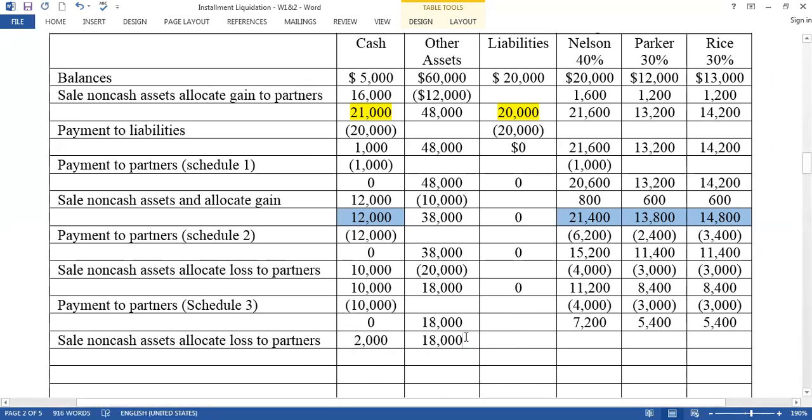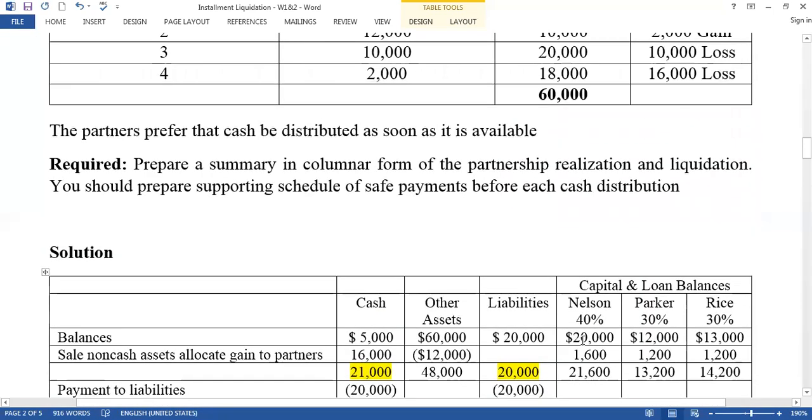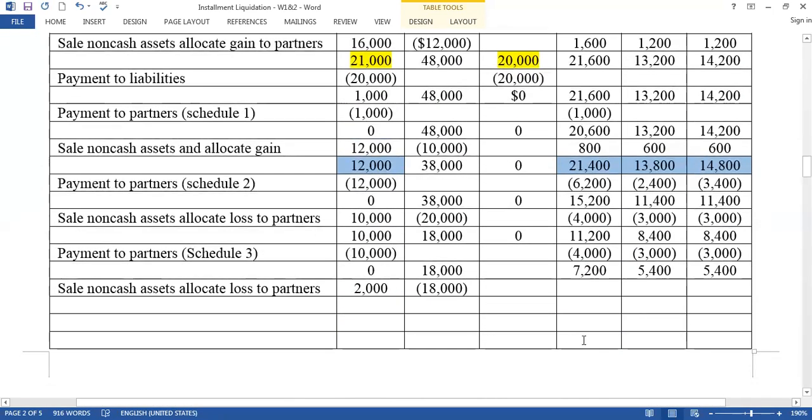Sell non-cash assets, so our asset decreases. We receive cash. And how to allocate this loss? The loss is going to be allocated: 6,400, then 8,400. Right, this is the loss we are going to allocate to them.